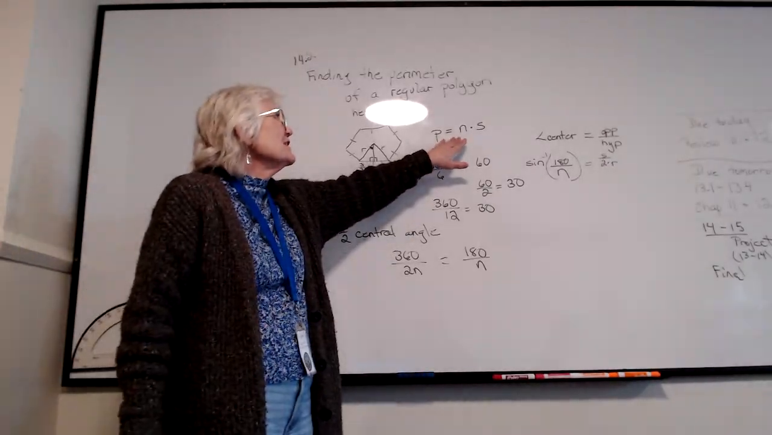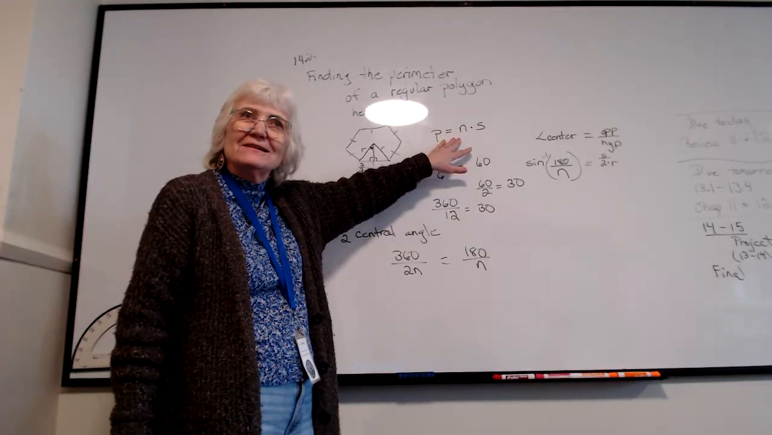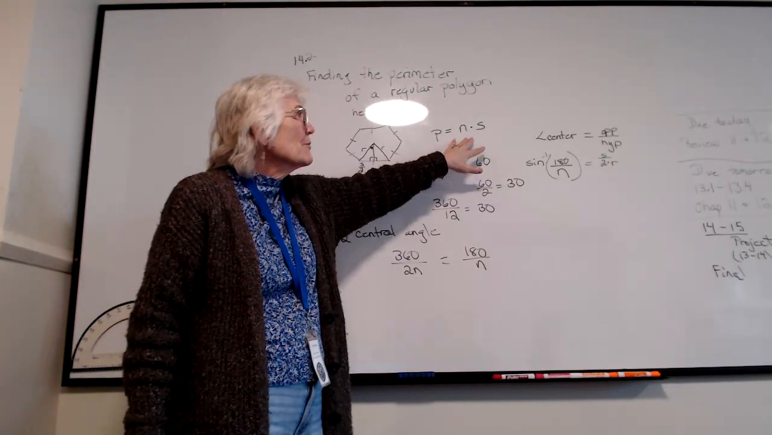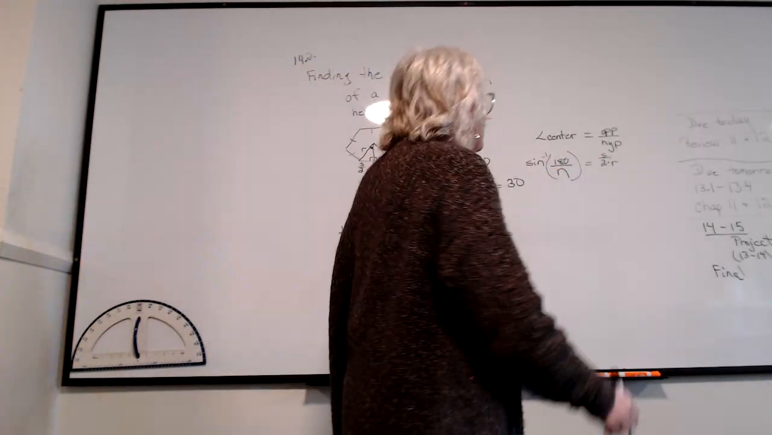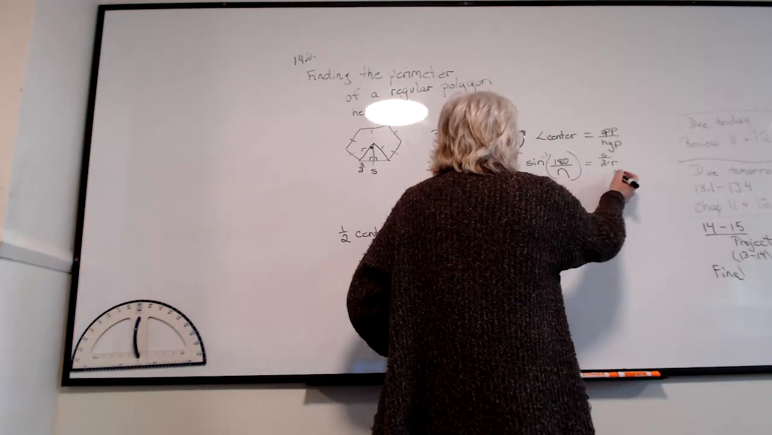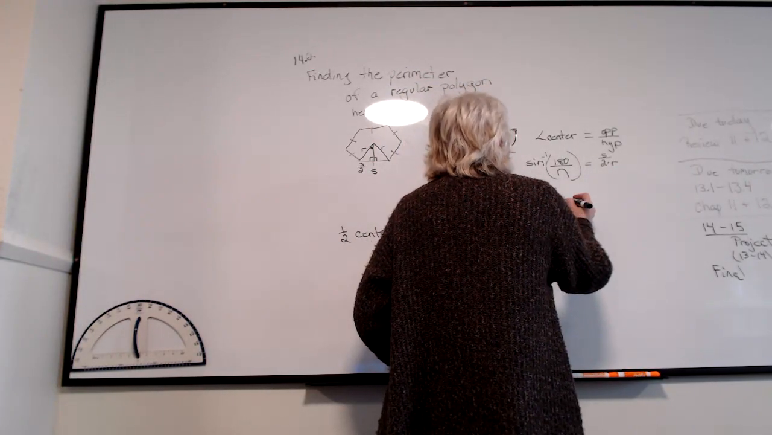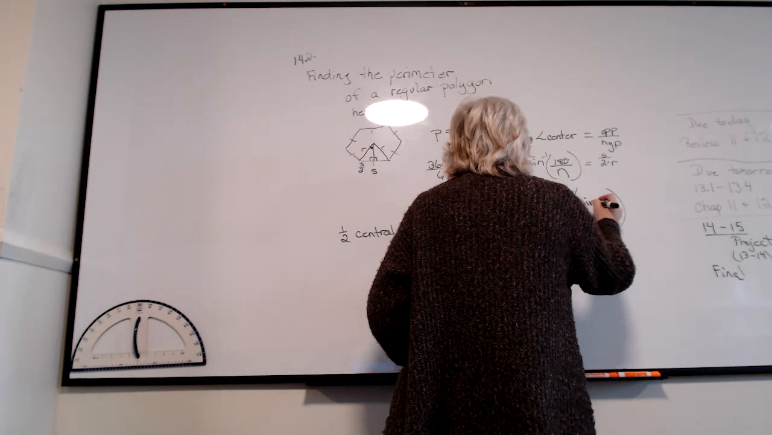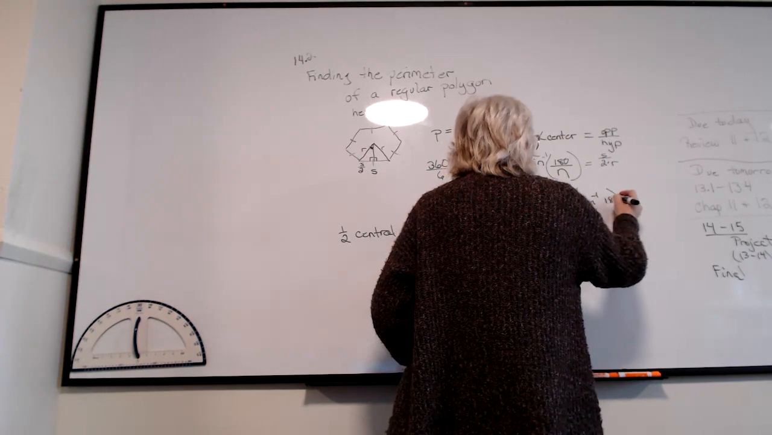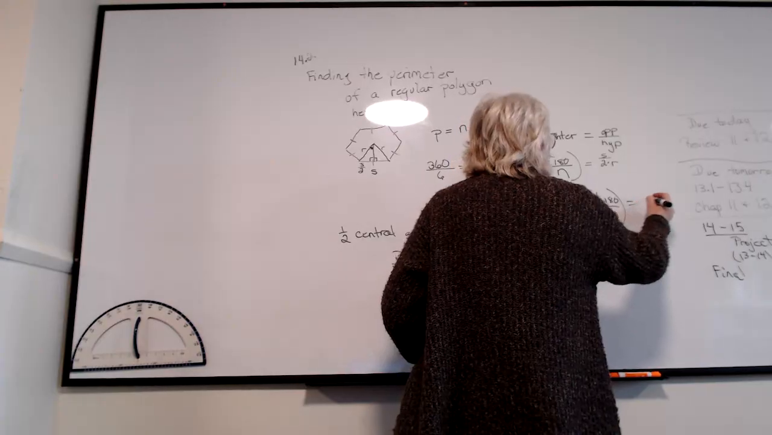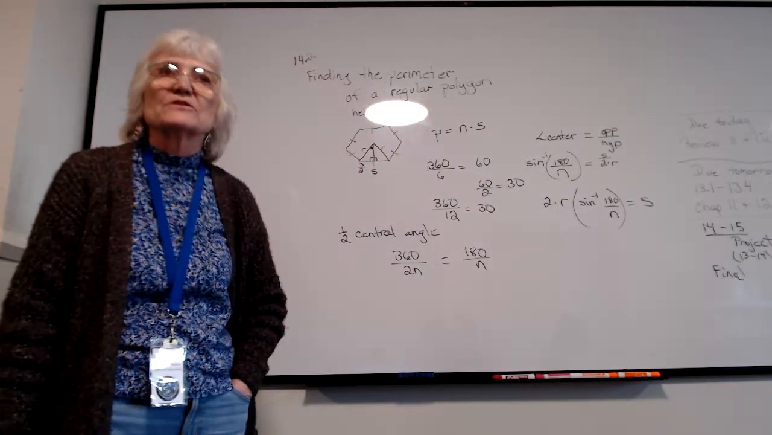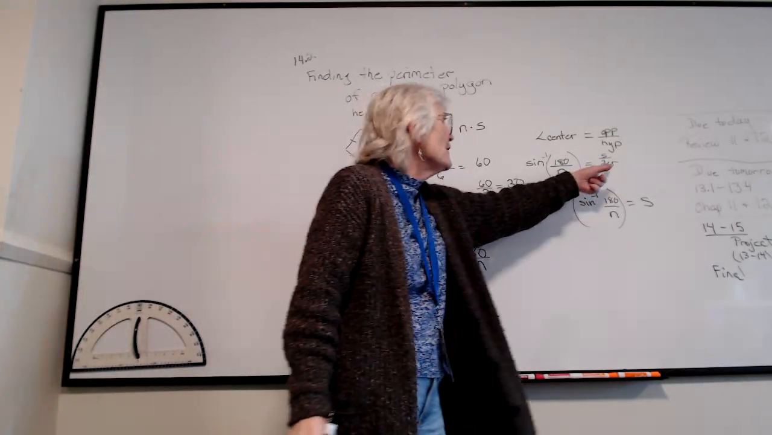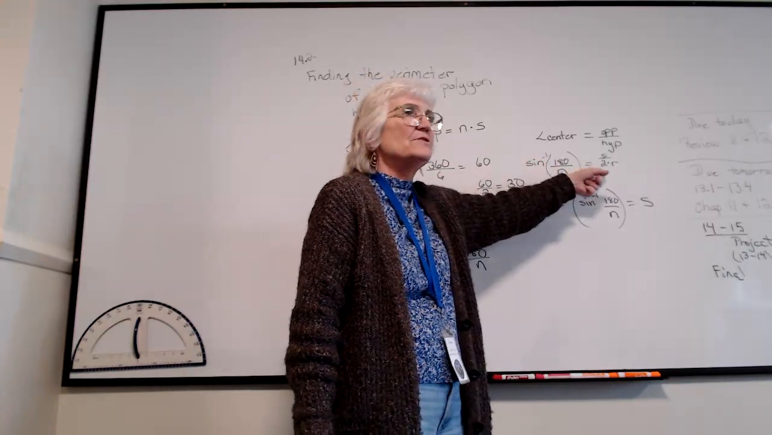But what we know about this, the perimeter, is n times s, correct? Okay, well, we're going to solve this for s. What this becomes when we solve it for s is 2 times r times the inverse sine of 180 over n equals s. You guys agree with that? All I did was multiply both sides by 2r.